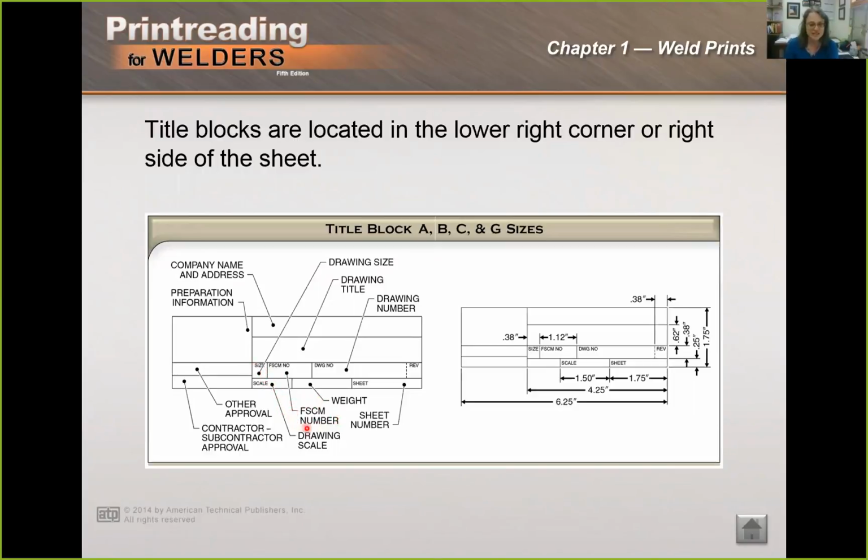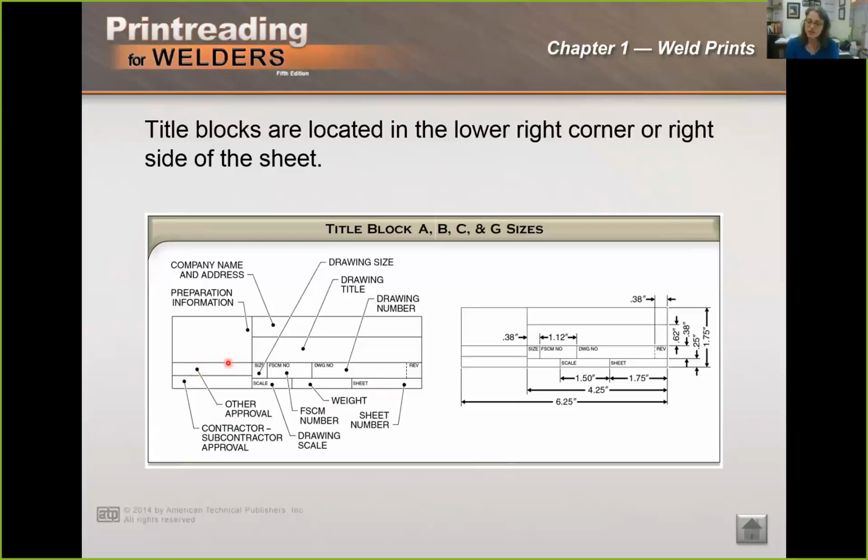The FSCM number is a standardized number that is sometimes required for some items. We'll talk about that later. A sheet number. I mentioned earlier that working drawings can be multiple sheets. You will find the sheet number as well as the total number of sheets in the title block.